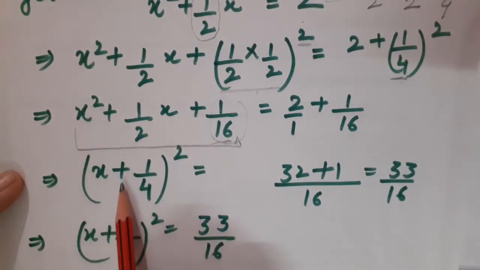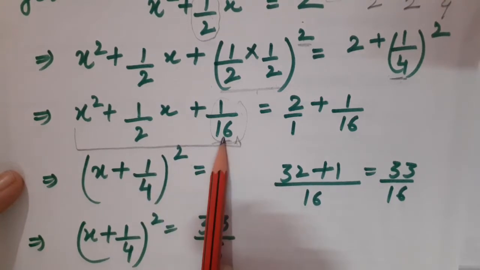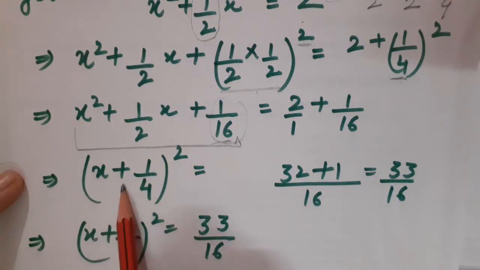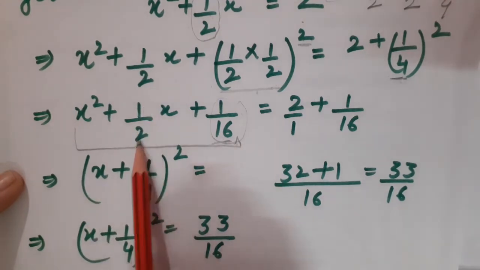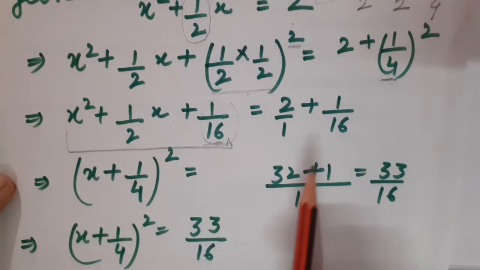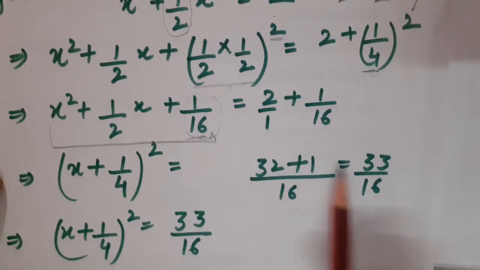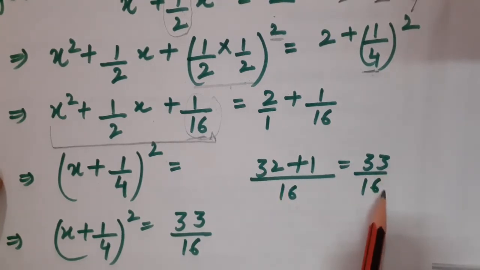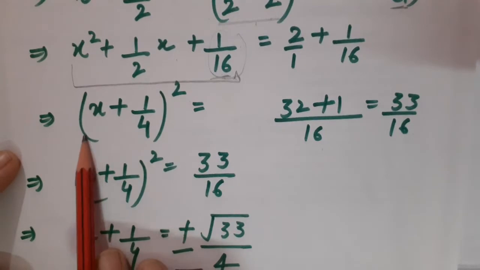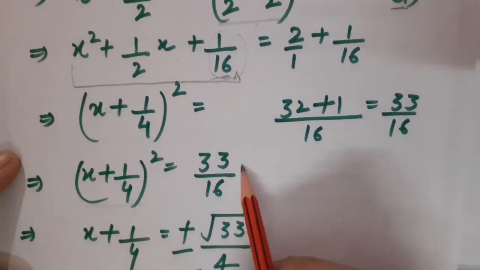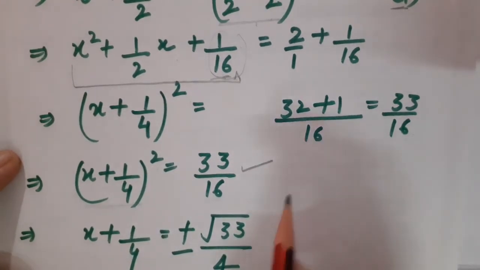This is x square plus 1 upon 4 whole square, that is 1 upon 16, plus 2 into a into b, that is 2 into x into 1 by 4. That would give you 1 by 2x. Correct. Now I am simplifying the right hand side. After taking 16 as LCM, I have got 32 plus 1, that is 33 upon 16. Fine. On the left hand side, it has become a complete perfect square. Correct. This is x plus 1 upon 4 whole square is equal to 33 upon 16.